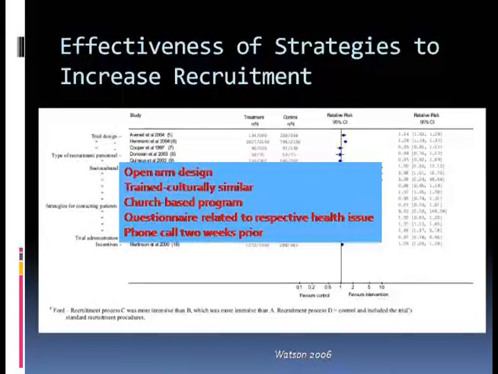Same thing in this other meta-analysis, 206, open arm design increases, trained culturally similar people. So there were patients, and that addresses those special situations with minorities, women, and so forth, and being able to talk the language.